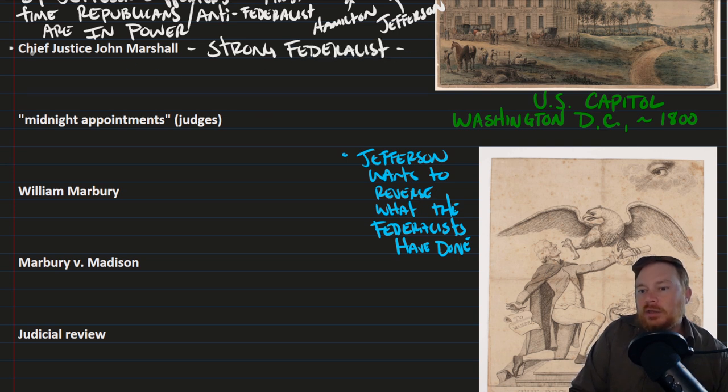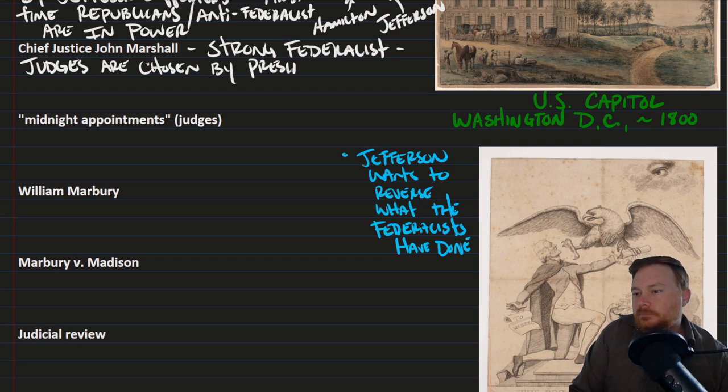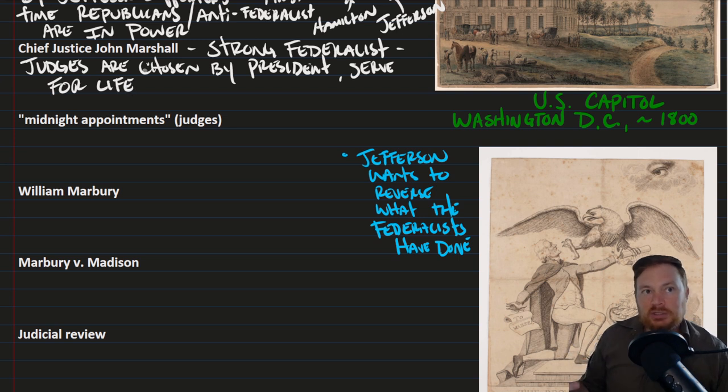And we'll just take a note here that judges are chosen by the president, we don't vote for them. And Jefferson's worst nightmare, these judges also serve for life. Right? They serve for life. And so Jefferson is really helpless in terms of trying to remove John Marshall or trying to remove these Federalist judges. They're appointed by the president and they serve for life. So this is something that essentially Jefferson is stuck with.